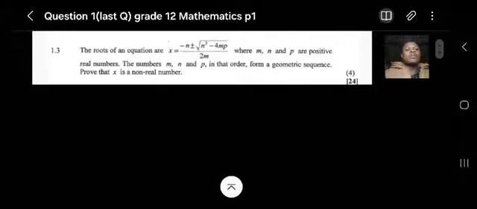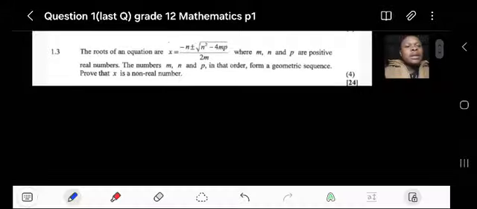Today we'll be dealing with the last question of question 1, maths paper 1. This is grade 12, 1.3. Okay, 1.3 says the root of an equation is x equal to minus n plus or minus the square root of n squared minus 4mp, over 2m, where m, n and p are positive real numbers.